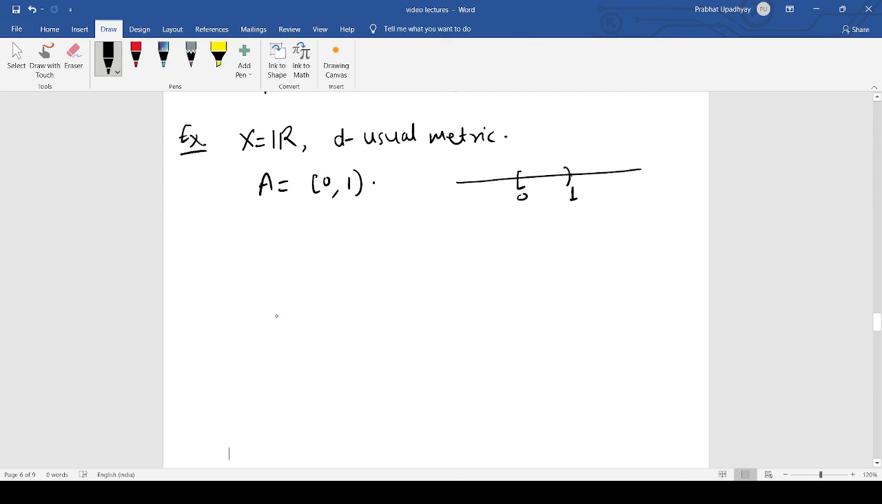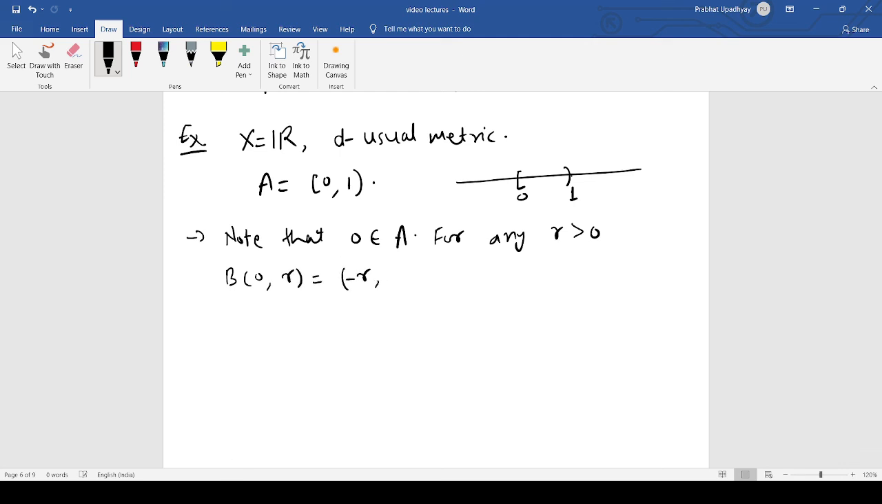So let's write it. So you can say 0 belongs to A. For any r greater than 0, the open ball centered at 0 of radius r is equal to the open interval (-r, r). Since it contains negative numbers also, it will not be a subset of [0, 1). What does it mean? Your [0, 1) is A. So any open ball centered at 0 is not a subset of A. That will imply A is not open.